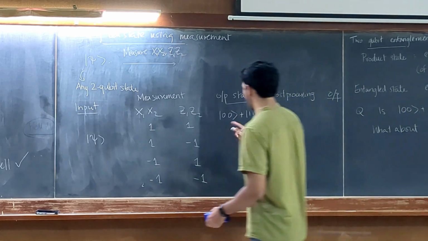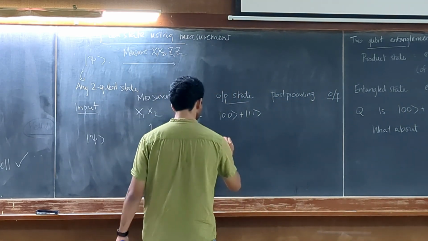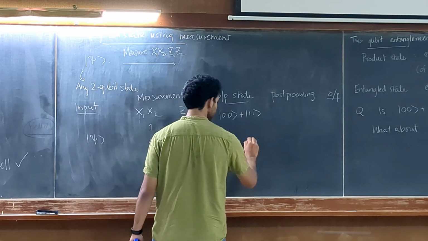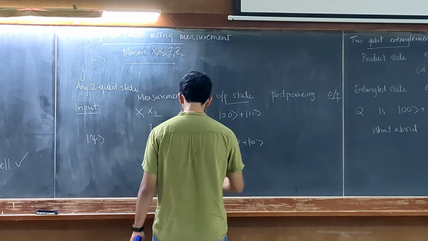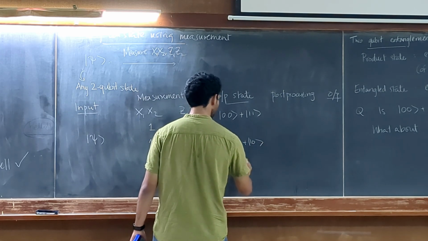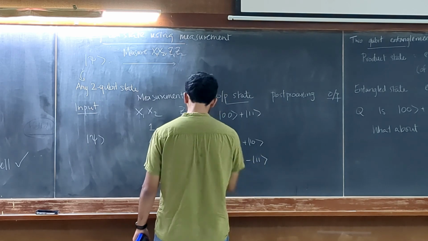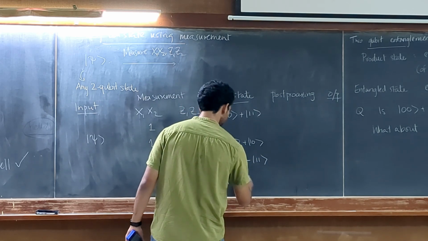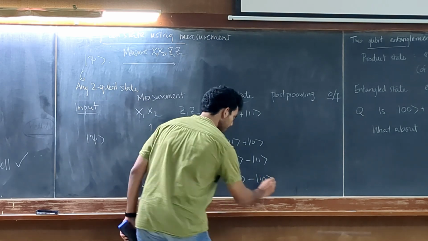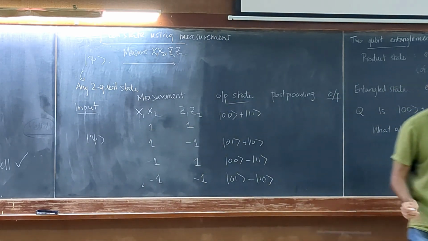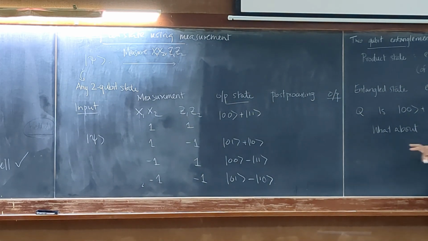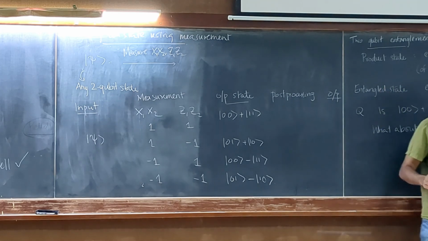You can do the same thing 4 times. You'll find that this has to be 0, 1 plus 1, 0. This has to be 0, 0 minus 1, 1. This has to be 0, 1 minus 1, 0. Maybe it's not immediately obvious, but is the general idea clear that you have to get the right eigenvalues, so these are the only 4 possibilities?